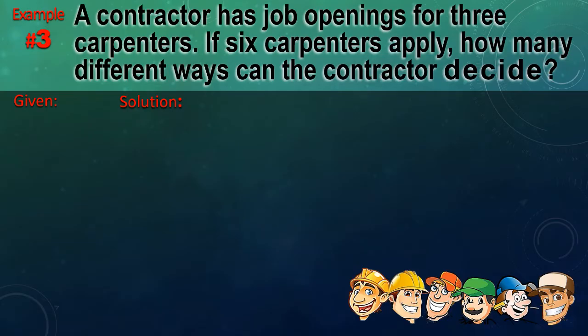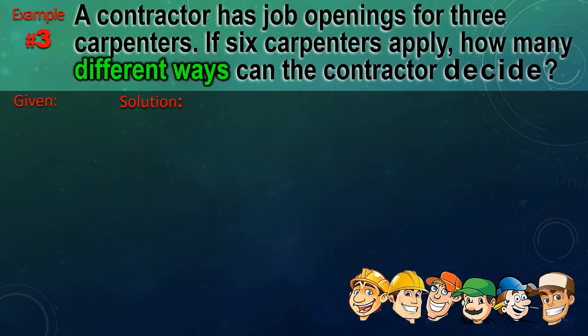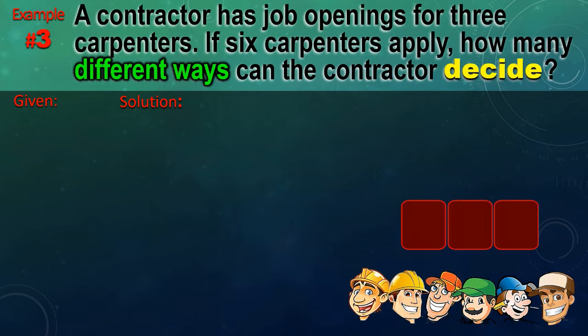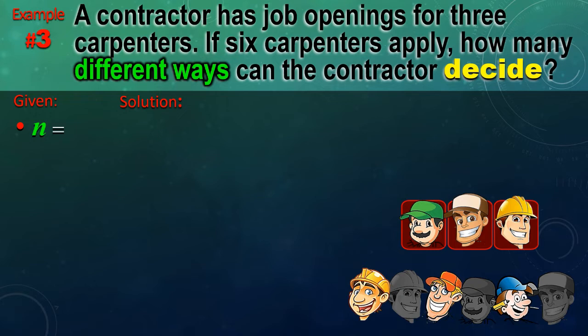Let us have the third example. A contractor has job openings for 3 carpenters. If 6 carpenters apply, how many different ways can the contractor decide? Take note of the words different ways and the word decide. Now let us get the given. So the given for n and r. Our n is 6 and our r is 3.